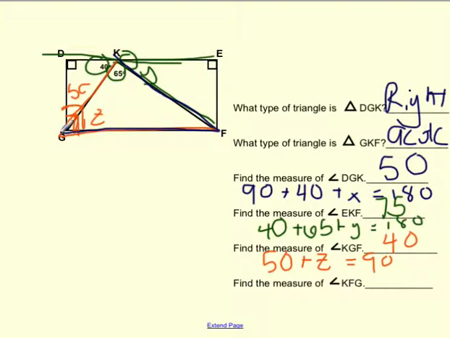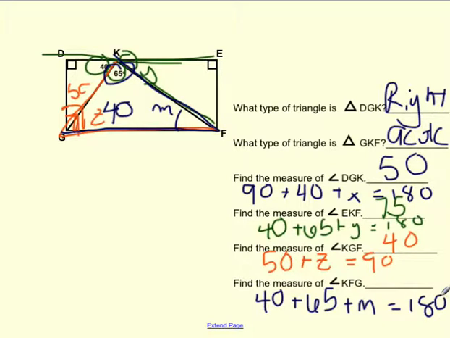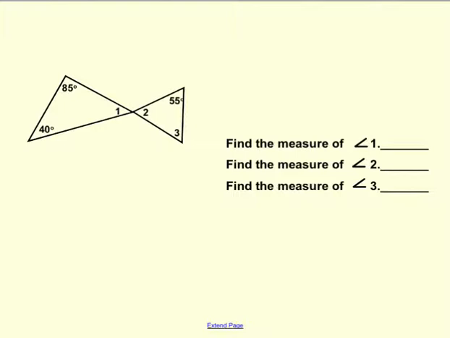Last but not least, finding the angle measure of KFG. Well, we know that this guy is 40 now. We know that this is 65, and now we just need to find, we'll call it m. Because those are the three angles in the triangle, I can confidently say that these three things need to add up to 180 because they form a triangle. So I'm going to assume you can add those up, and then you get 70 here.